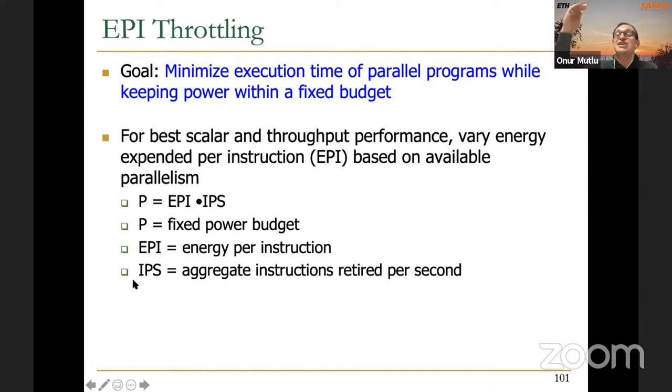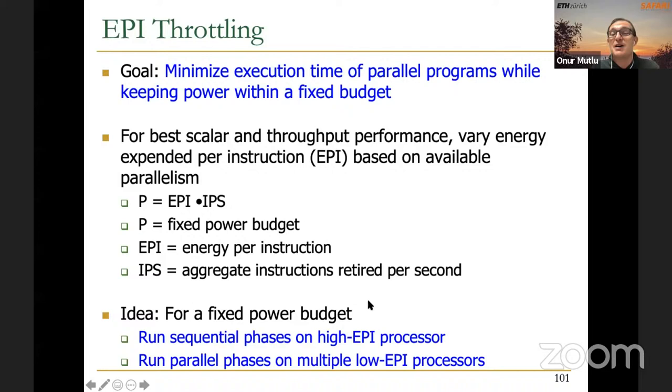budget. But you can manipulate energy per instruction and also instructions per second such that you don't exceed a fixed power budget. That's the idea. Remember, in the earlier papers we discussed, some cores have higher energy per instruction, but they also have higher instructions per second, right? As long as you don't exceed your fixed power budget, you can decide which core to execute on. You can do a similar trick by just adjusting the frequencies. Basically, for a fixed power budget, you run the sequential phases on a high EPI processor, meaning a processor that has high energy per instruction, essentially high frequency in this particular case, and you can run the parallel phases on multiple low EPI processors, basically processors that run at low frequency. And this way, your power budget remains constant.